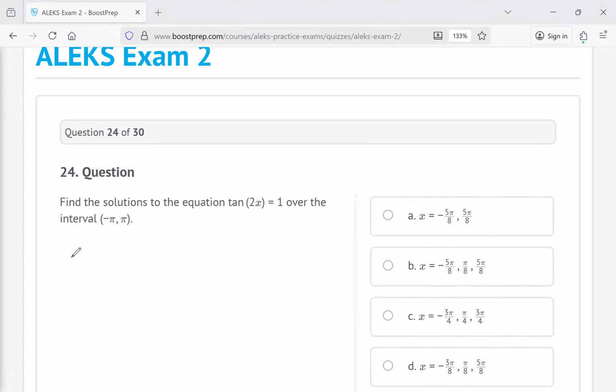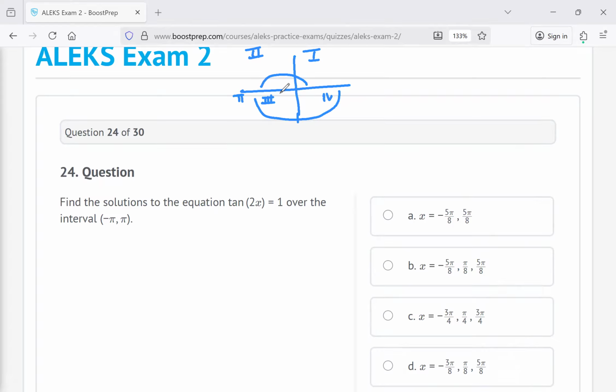Okay, next one. Find the solutions to the given equation, tan of 2x equals 1, over the interval from negative pi to pi. So this one is a little bit tricky. It says we can only go from negative pi to pi. So if you draw your unit circle, positive pi is right here, and negative pi is this way. Here's quadrant 1, here's 2, here's 3, here's 4, right? So it looks like we can use 1, 2, 3, 4.